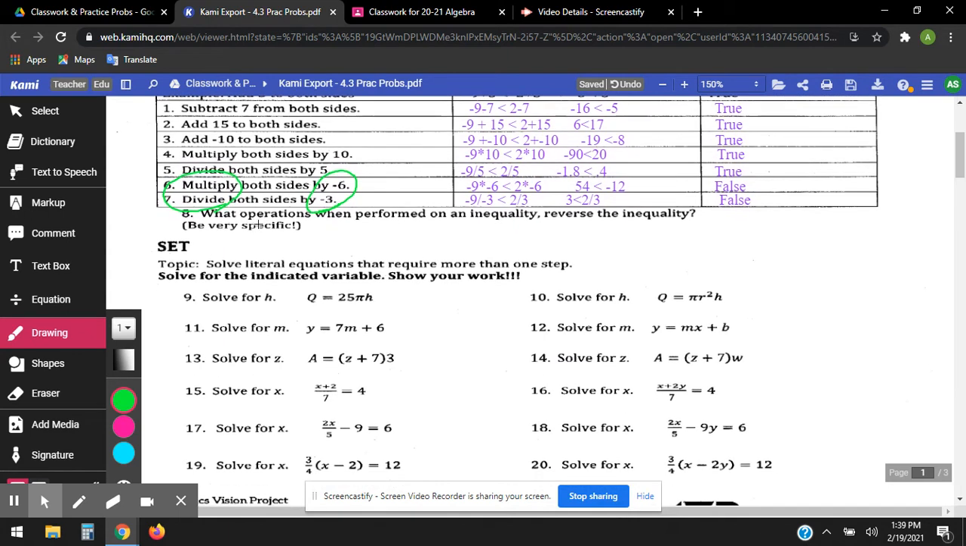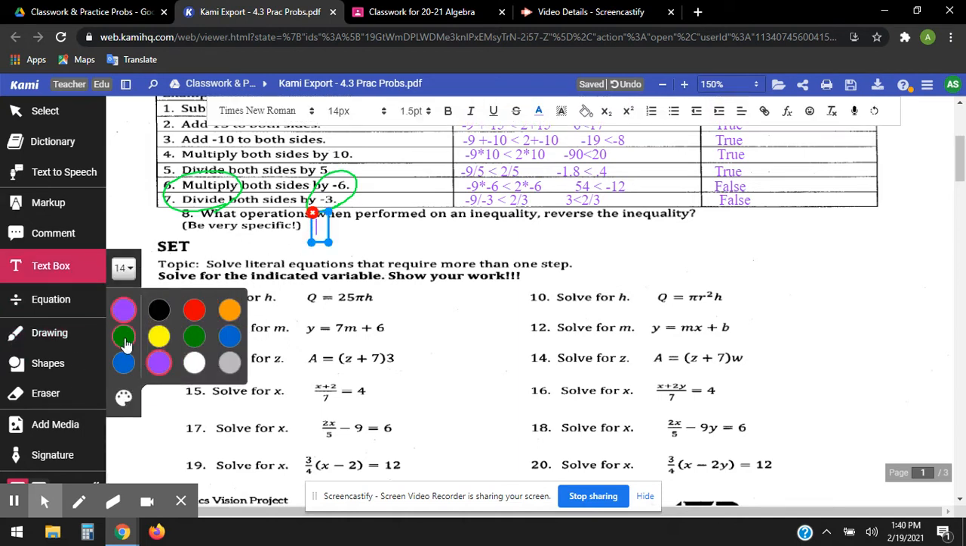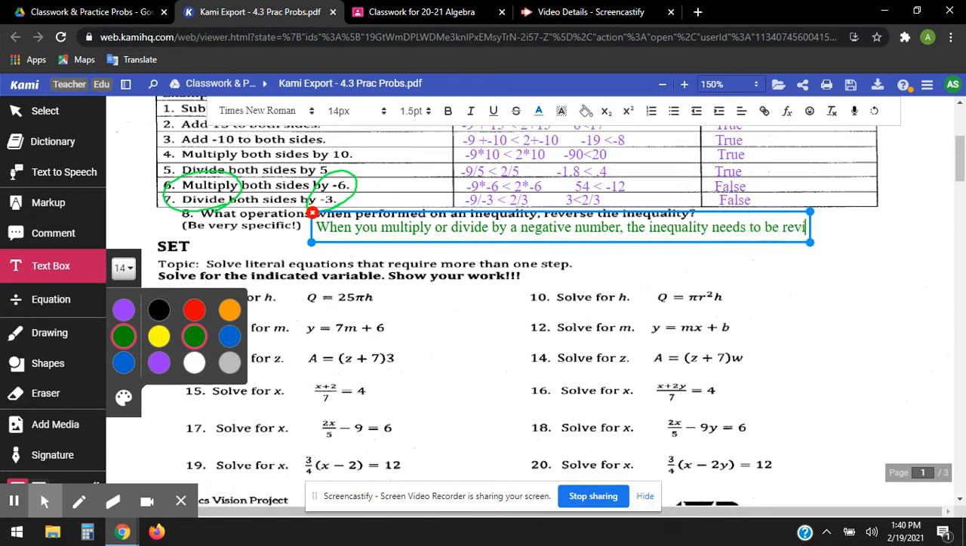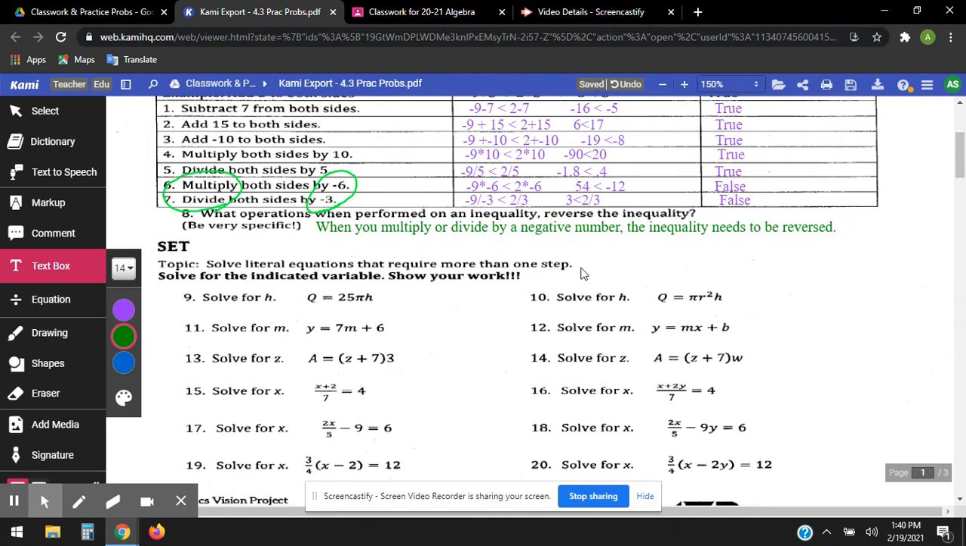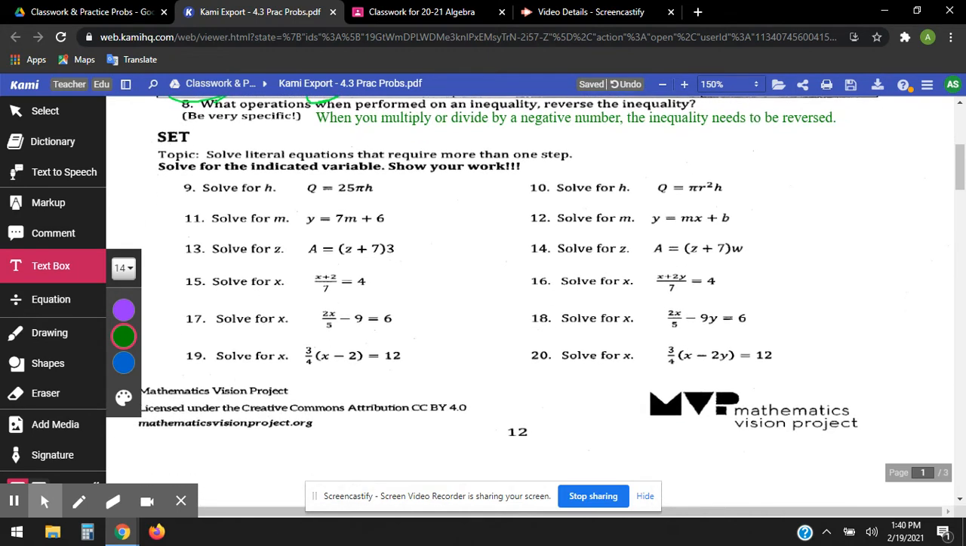What operations performed on an inequality reversed the inequality? Just what we were saying. When you multiply or divide by a negative number, the inequality needs to be reversed, right? Because it's no longer less than, 3 should be greater than. So it actually would flip our inequality symbol at that point.